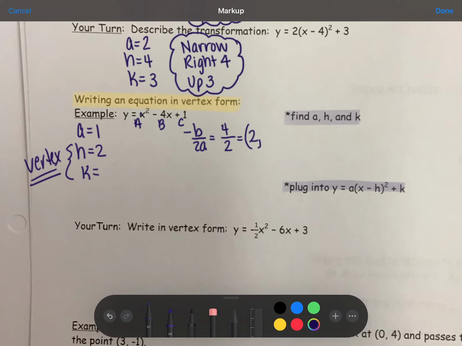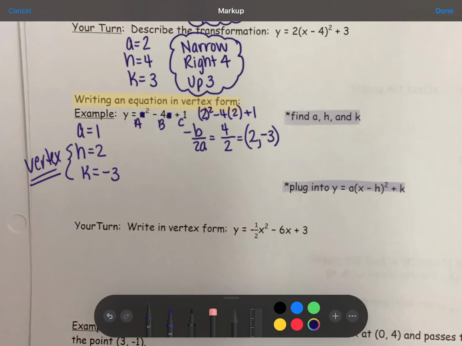Now remember, I replace all the x's with the number I just found, which is a 2. So I got 2 squared minus 4 times 2 plus 1. At this point, I'm going to use my calculator, or you can use your mental math skills that you may have. And so I get -3 when I've plugged in that 2 value. So that is my k.